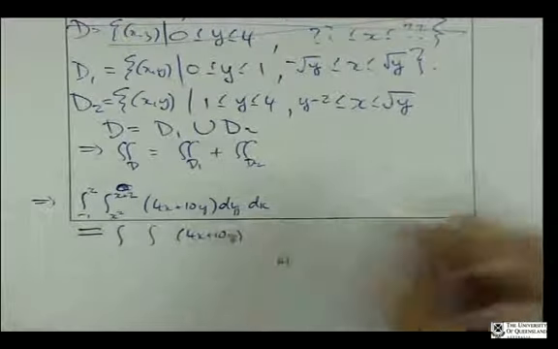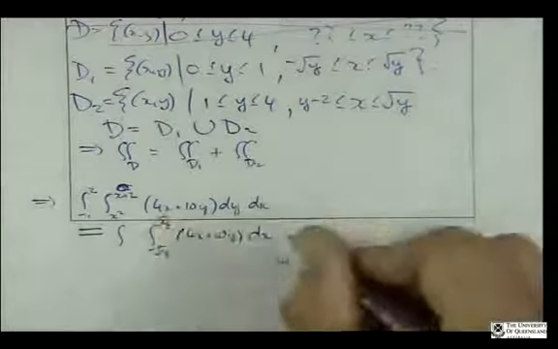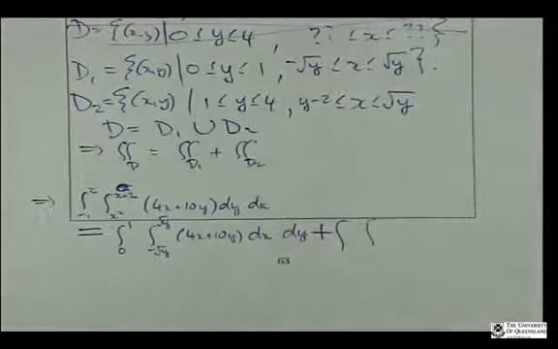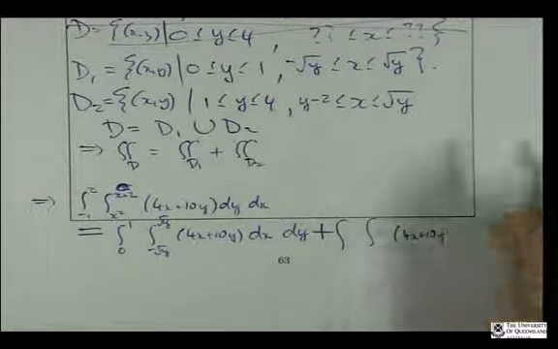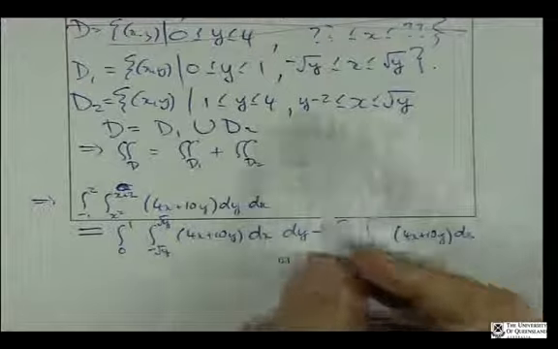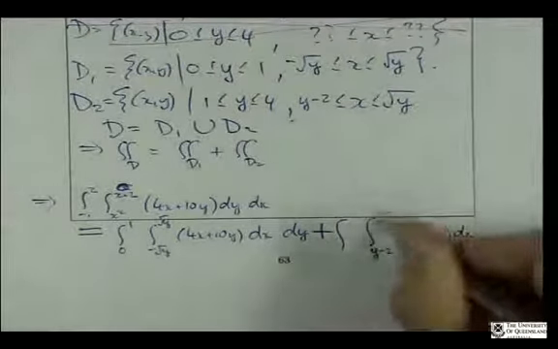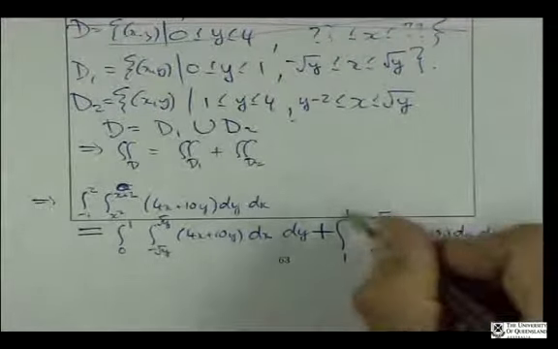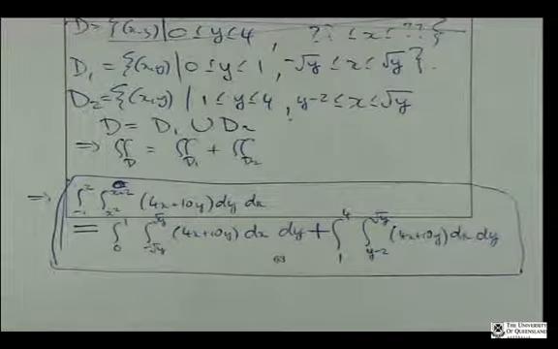All right, so for D1, we first integrate with respect to x from negative root y to root y, then with respect to y from 0 to 1, and plus the second integral will be the integral of 4x plus 10y, first with respect to x. So now I can read off the bounds from the second expression. So the lower bound is y minus 2, the upper bound is still root y, and integrating with respect to y from 1 to 4. Okay, so there's an identity there of iterated integrals.